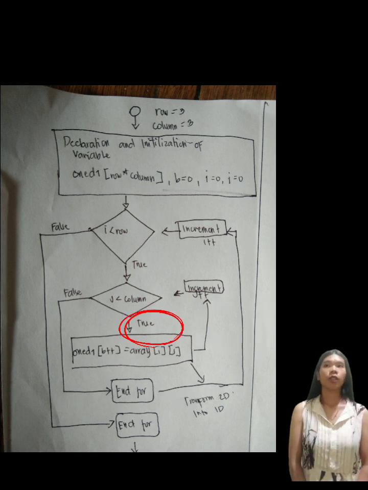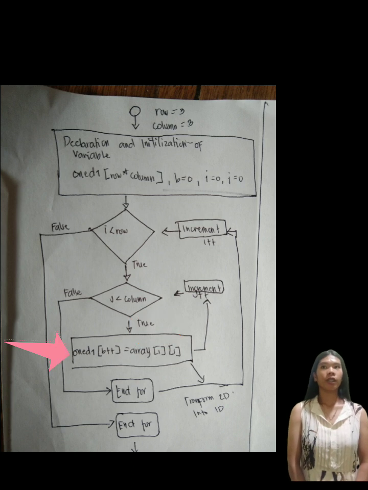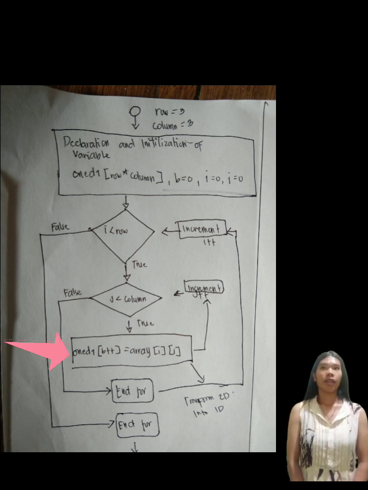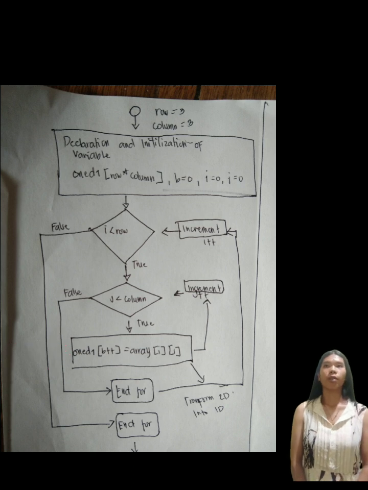Then, if the statement is true, proceed to the process 1d1 b++ equals array i j. This process is to transform the 2D array into a one-dimensional array for the sorting.